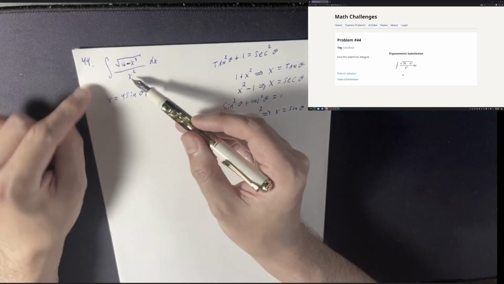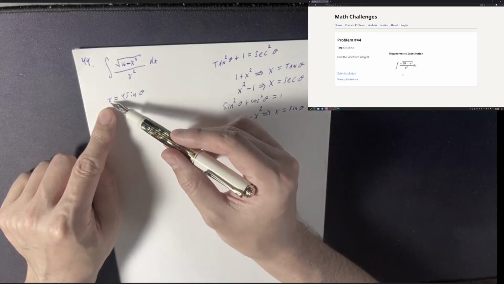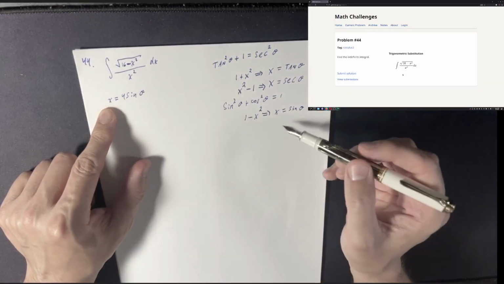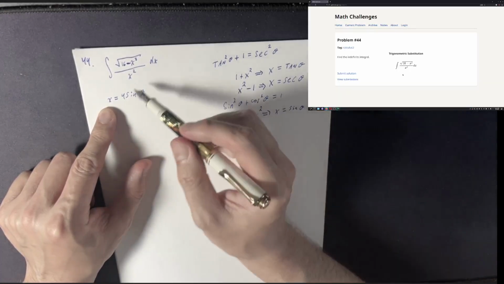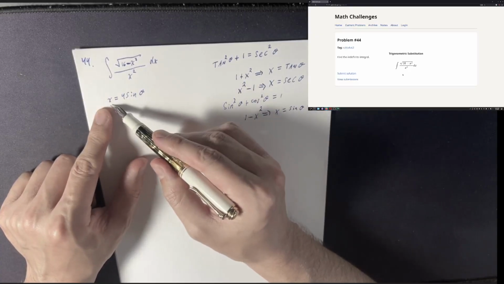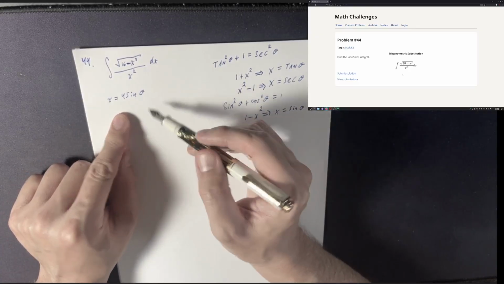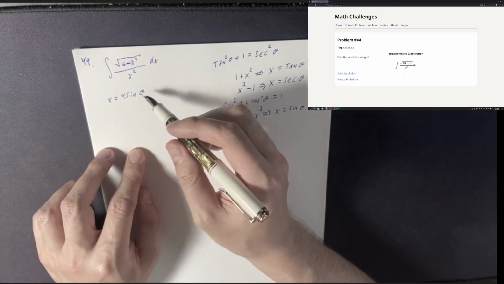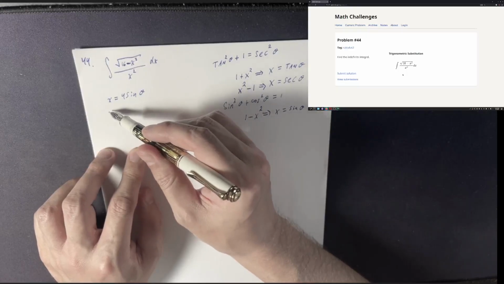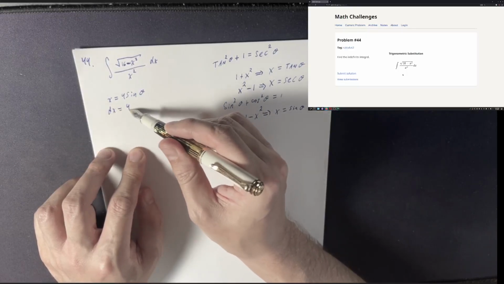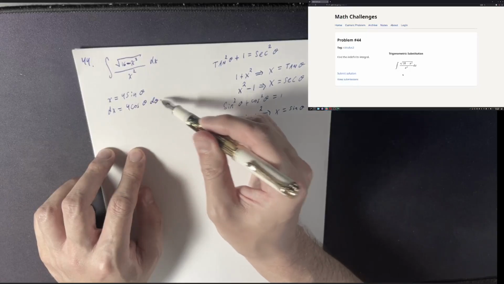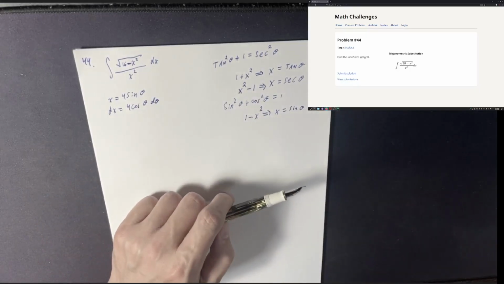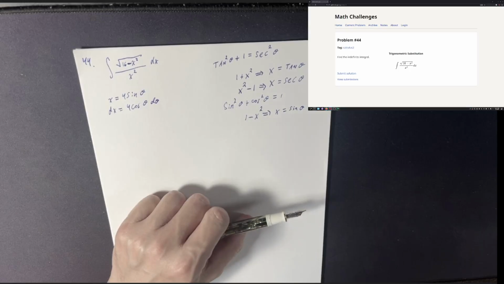We have to also replace, everywhere we see an x, we either substitute it with effectively cosine squared or sine squared. So if you see an x on its own, it has to be replaced with this 4 sine theta. Before we do that, though, let's address how we're going to replace the dx. We're going to get 4 cosine theta. That's sort of shorthand for what we're doing.